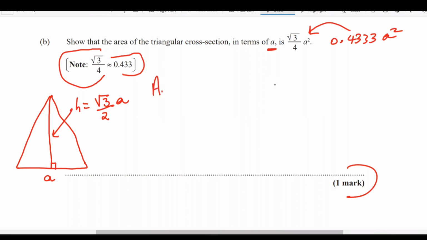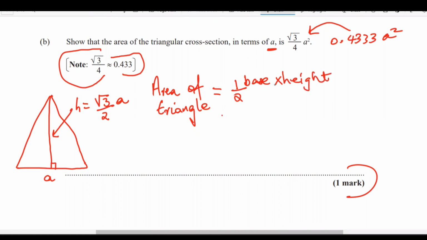So here is the idea. Area of triangle is equal to half base times height. Now, half base is A, times height, and the height is root 3 over 2A. Base times height. Let's simplify.